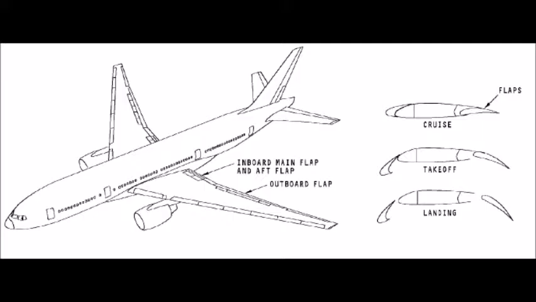Each wing has an inboard flap and an outboard flap. The inboard flap is double slotted and has a main flap and an aft flap. The outboard flap is single slotted and is one piece.